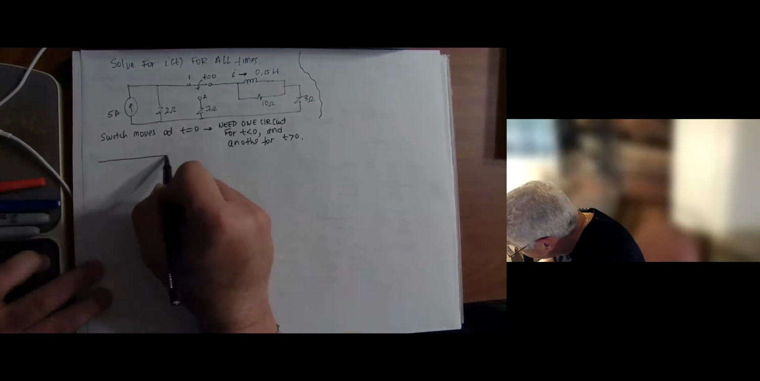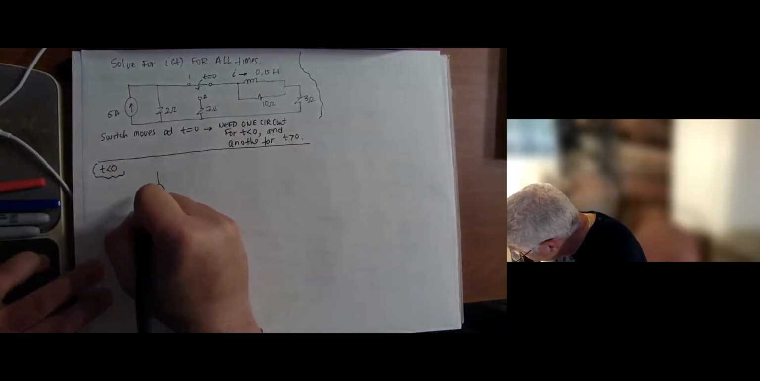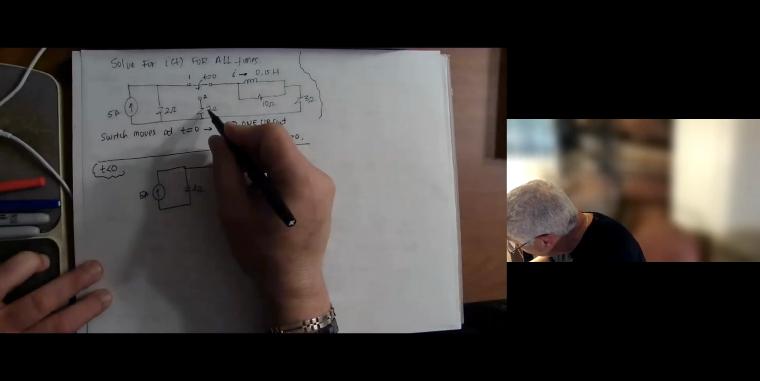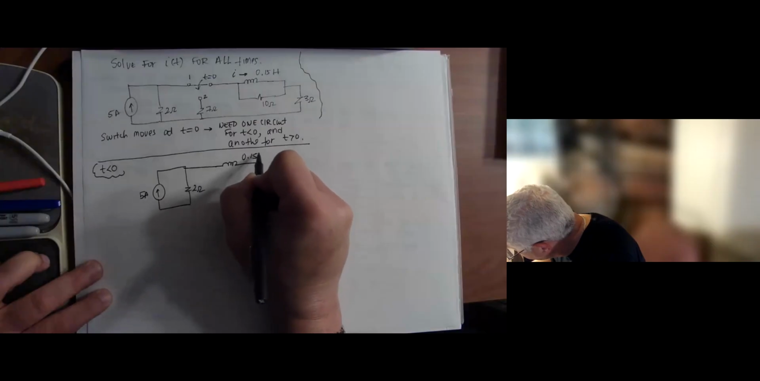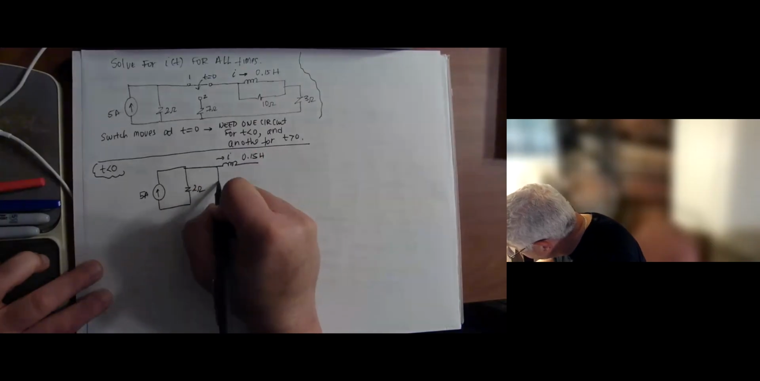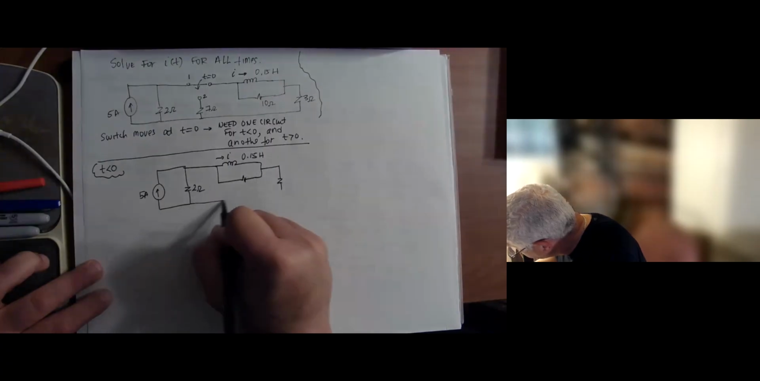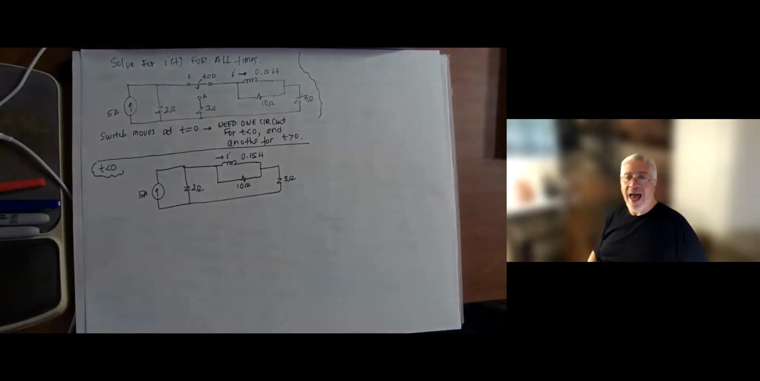So our first thing is to solve for t less than 0. And for t less than 0, what do we have? We have the 5 amp current source, we have that 2 ohm resistor. The switch is connected, so the 7 ohm here is not connected. And then we have the inductor with its current, and then the 10 ohms and the 3 ohms. So that's the circuit we have.